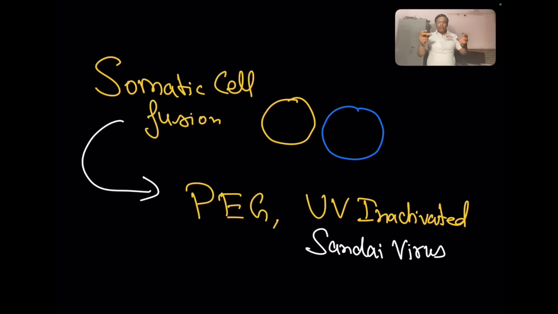If you are going to mix two different types of cells, and if you add polyethylene glycol or UV inactivated Sendai virus, what is going to happen? The somatic cell fusion process, which is actually a rare event, will happen at a faster rate. Now here, we are going to learn about a technology which is known as hybridoma technology.